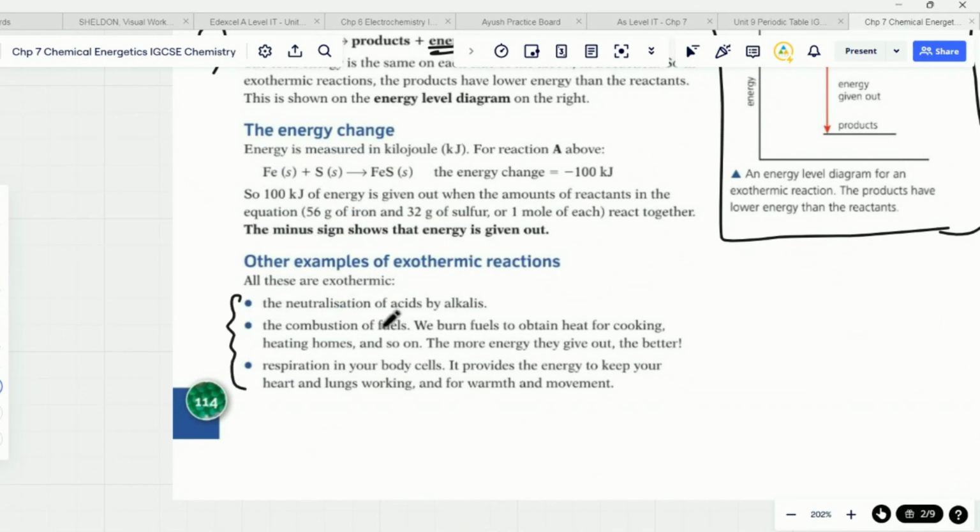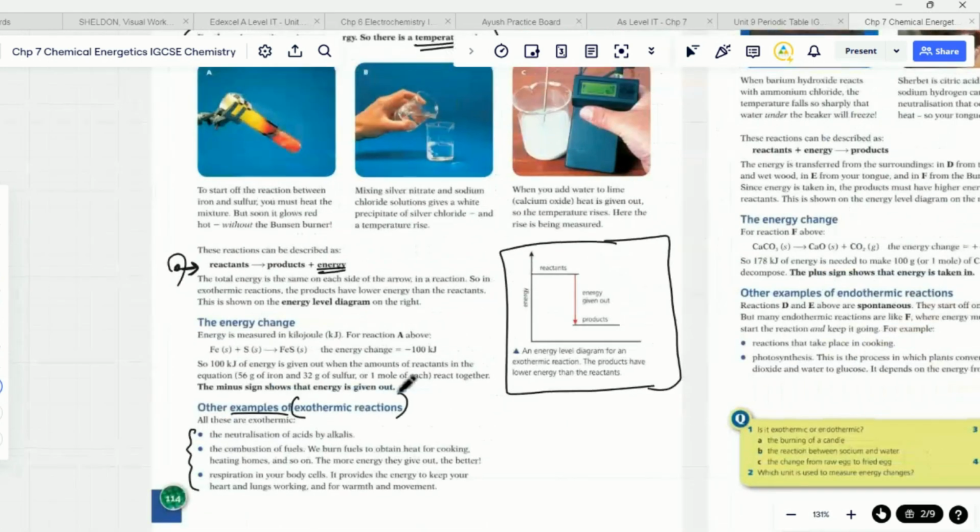Properly memorize these points if they ask you for examples of exothermic reactions. Like I discussed before: heating of wood, burning flames, neutralizing acids by alkalis, the combustion of fuels when we burn fuels, and even when we are respiring. So the respiration in our body cells is also an example of an exothermic reaction, because in all these reactions we are giving off heat into the environment.